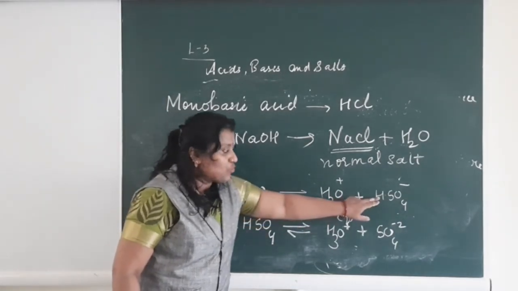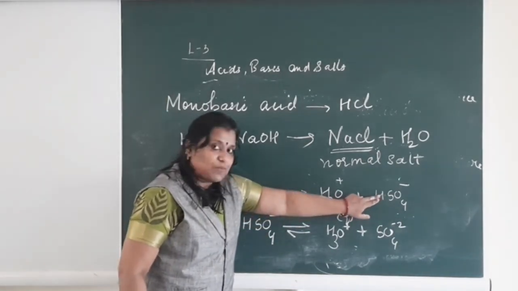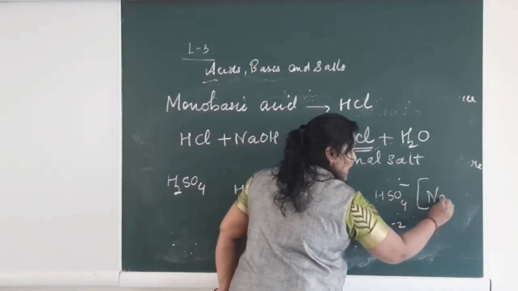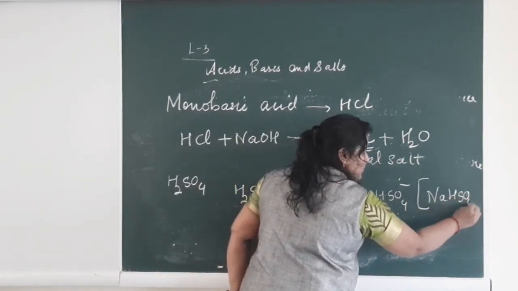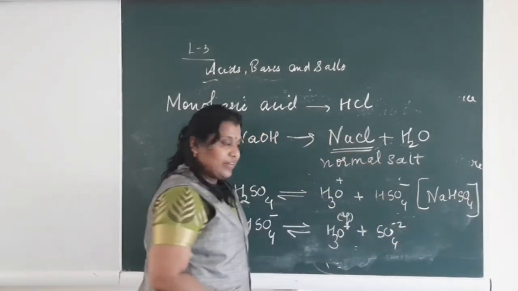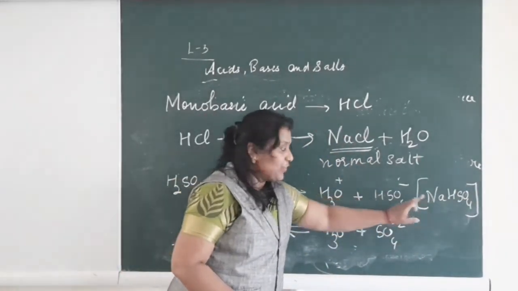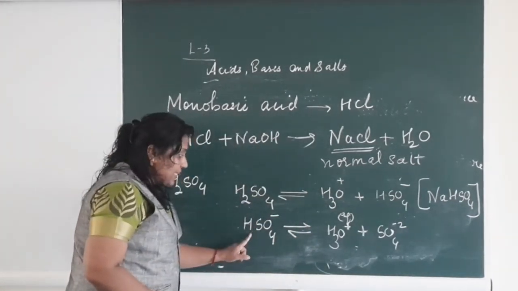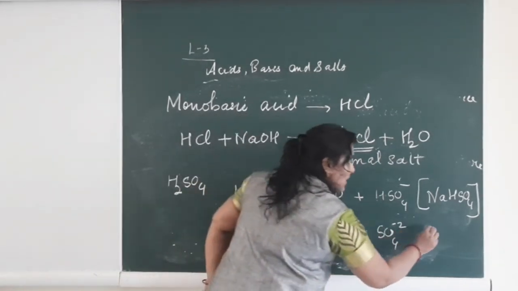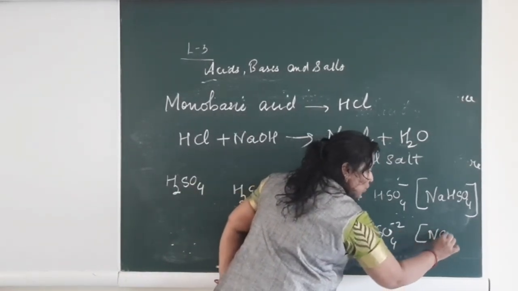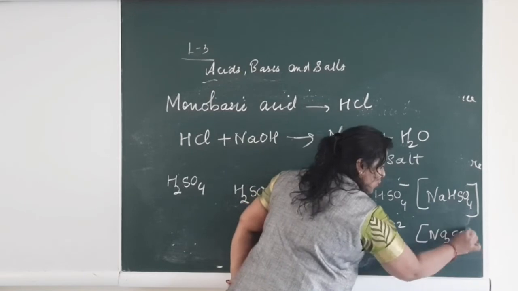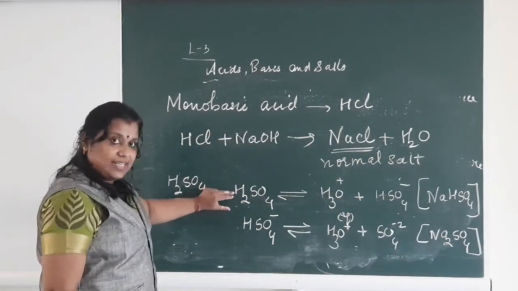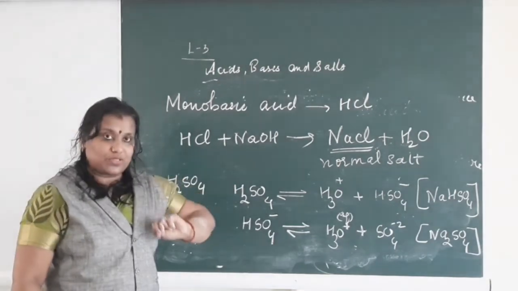Fine. So from here, you can guess the 2 types of salt which are formed. Can you guess the 2 types of salt which are formed? One is NaHSO4. When do you get NaHSO4? When you remove 1 hydrogen. And the other one is Na2SO4. So for a dibasic acid, we get 2 types of salt.